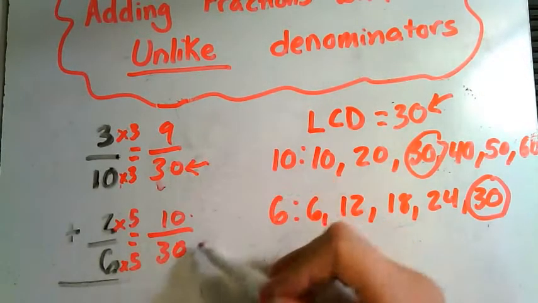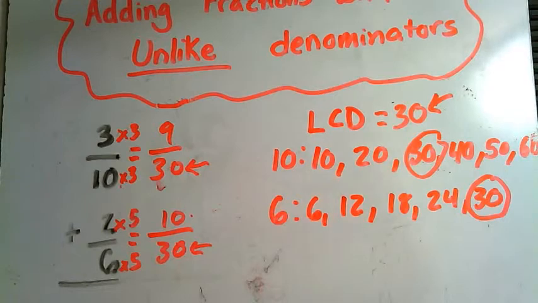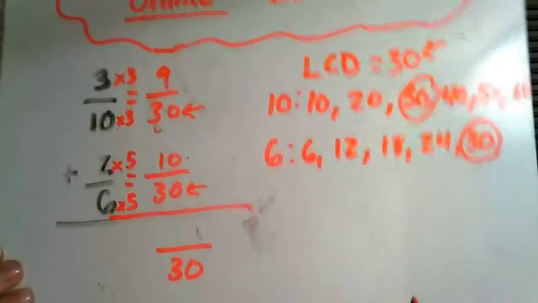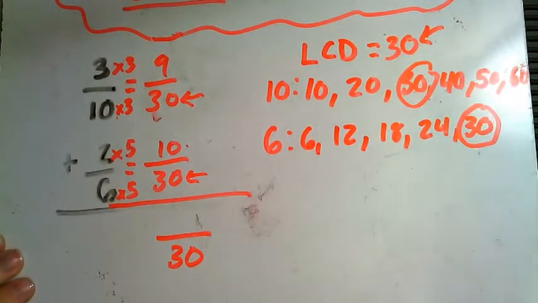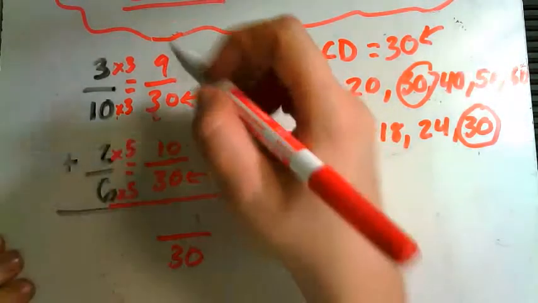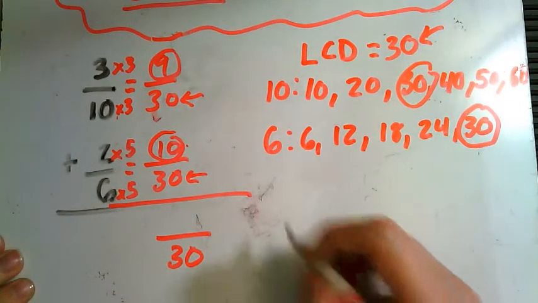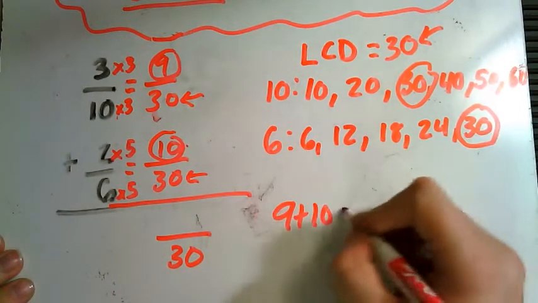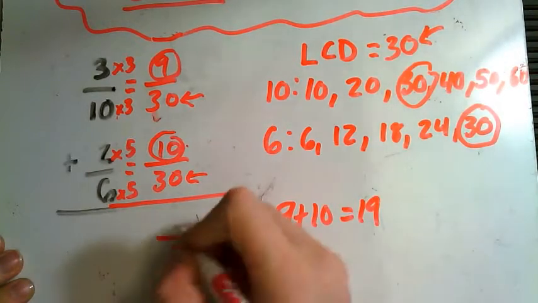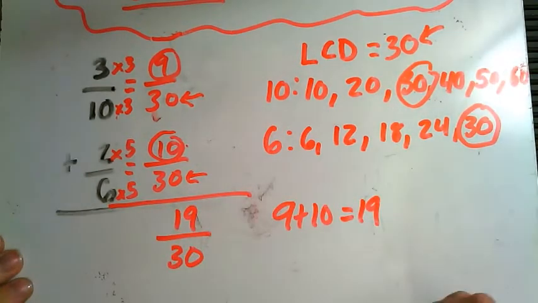I now have common denominators, so I can add these together. Remember, your denominator stays the same, so I still am talking about thirtieths, and all I'm going to do is add those numerators. 9 plus 10 equals 19. So the answer is 19 thirtieths.